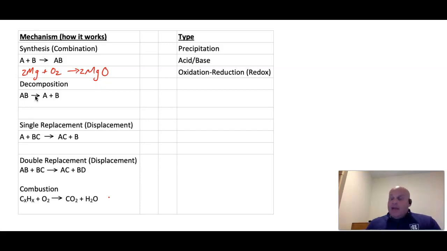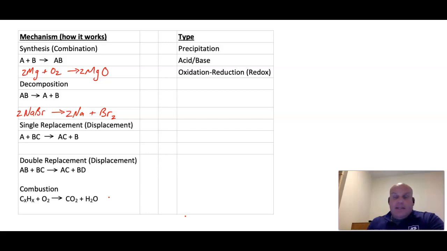A decomposition reaction is basically just the opposite. Instead of starting with two reactants, we're going to start with one compound, and that compound is going to break up into its two atoms. You have to be careful here when you do this. Don't forget about Hofbrinkel. So this bromine would actually get that subscript 2 because it's a diatomic, which would then require me to balance it like this.